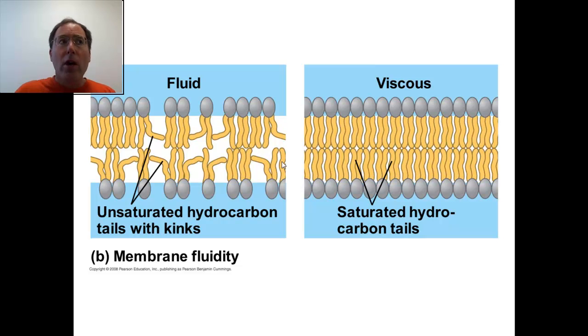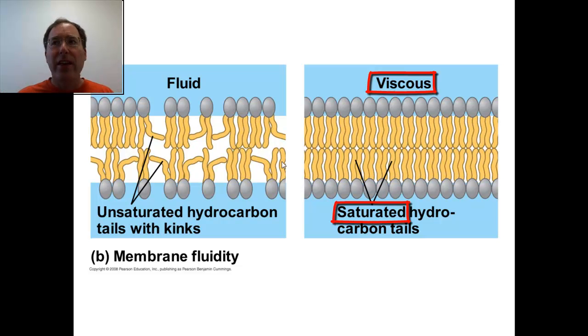Depending on if you have more saturated or unsaturated phospholipids, your membrane will be more viscous or more fluid. Viscous means kind of thick. I think of it as like tar. A liquid that's viscous doesn't really move that well.